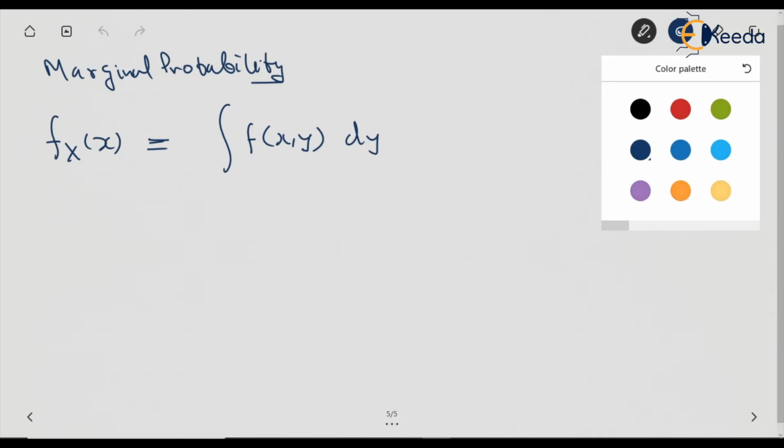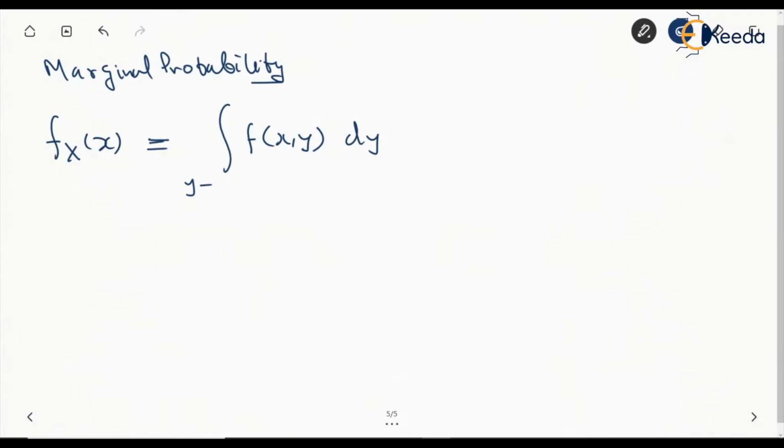So the limits for y are y equal to 0 to x, and the function f of x, y is given as 2. So this is going to be integration y equal to 0 to x of 2 dy. So this will be 2 times y with the limits 0 and x. So 0 will give you 0 and x will give you x. So this is going to be 2x.